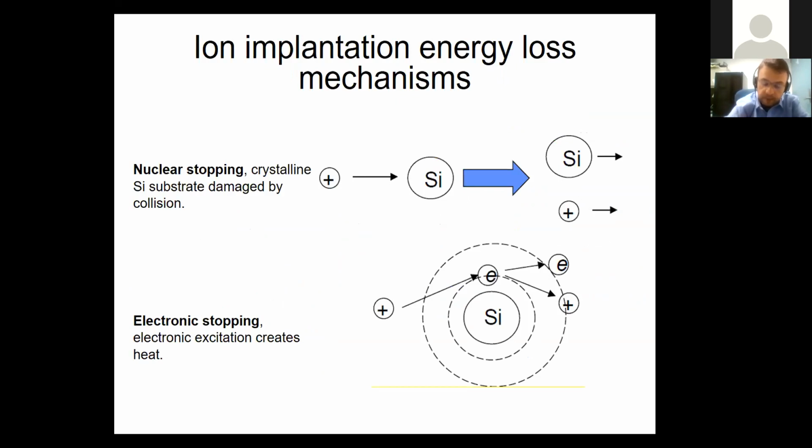When these ions interact with the surface, they will be stopped. How? By colliding with the silicon atoms, or they can interact with the electron clouds of these silicon atoms. If they crash into the silicon and displace a silicon atom, this stopping is called nuclear stopping. Otherwise, it's called electronic stopping, and it will create heat, of course. The other one, on the other hand, will damage the crystal silicon.